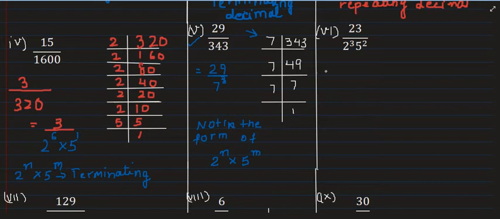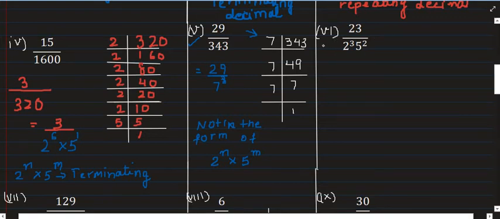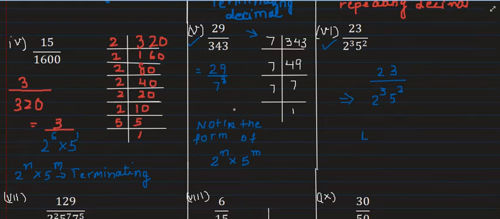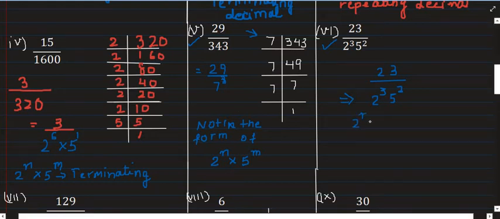So it will have a non-terminating repeating decimal. Now in the sixth one, as you observe here, the denominator is already given in the prime factored form. The given number is 23 by 2 raised to the power 3 times 5 raised to the power 2. The numerator is already a prime number, so it's already in simplified form, and the denominator is given in the prime factored form, and it's in the form of 2 raised to the power n times 5 raised to the power m. So it means it will have a terminating decimal expansion.